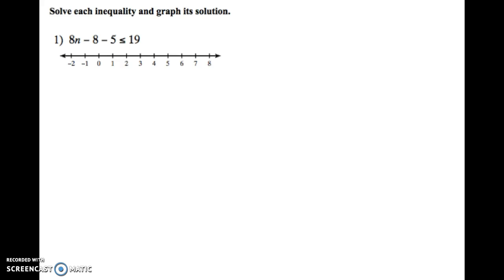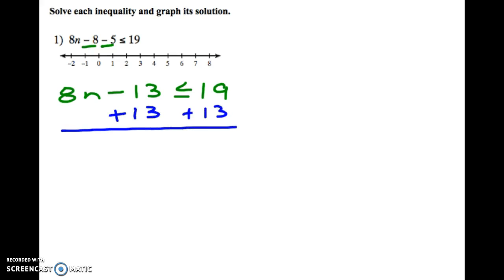If we look at this first example, number one, first thing we're going to want to do is combine any like terms on the same side. So if we look at this, we've got the minus 8 and the minus 5 on the left side. If we combine those together, we're going to have 8n minus 13 will be less than or equal to 19. Next, when we normally solve equations, we will add the 13 to both sides. That will stay the same. So we'll add 13 to both sides.